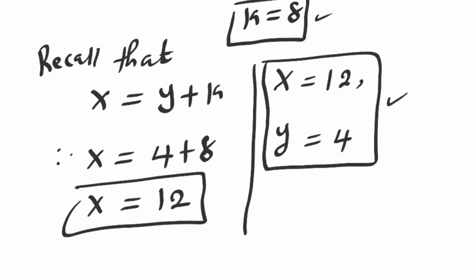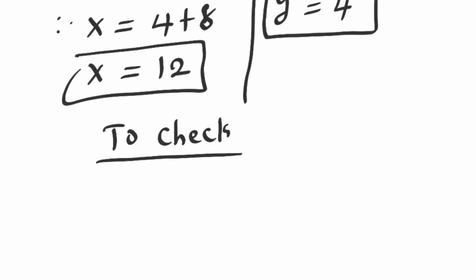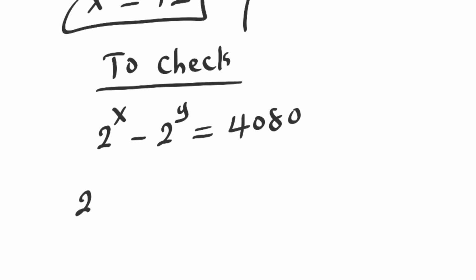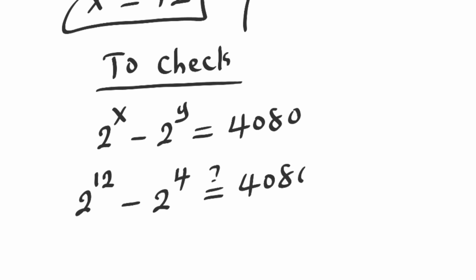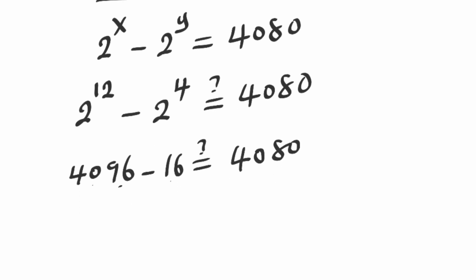We may check to confirm if this answer is right or wrong. Let us check. To check, we have the given equation 2 raised to power x minus 2 raised to power y is equal to 4080. Then this is 2 raised to power x is 12 minus 2 raised to power y is 4, must be equal to 4080. 2 raised to power 12, that is 4096, minus 2 raised to power 4, 16, must be equal to 4080. 4096 minus 16, this is 4080, is equal to 4080, which is true.